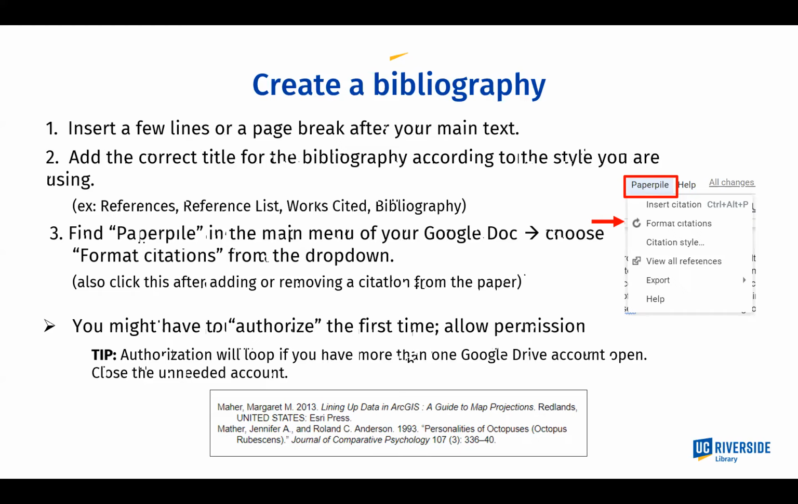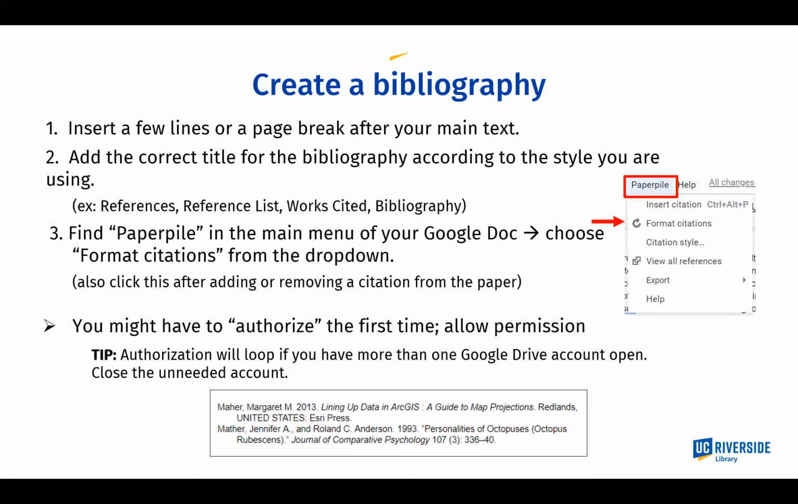So for MLA, it might be references, I don't know, or some other style. It might be works cited, whatever is supposed to be the standard for the style that you need to use. Now, instead of using that tilted P from within your Google Doc, you want to look for the word Paperpile on the top menu bar. You want to click that, and then from the drop down that appears, you would click that Format Citations. And you'd also want to do this if you've edited your paper and you've removed a citation or added a new one. Every time you do that, you want to refresh it and bring the bibliography up to date.